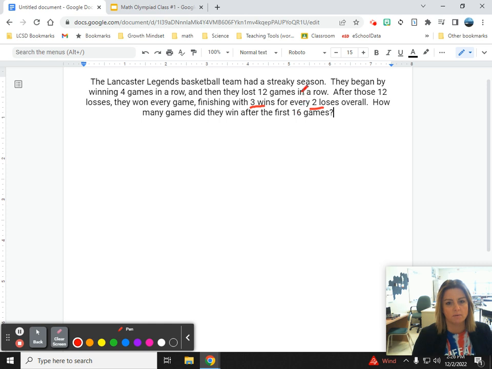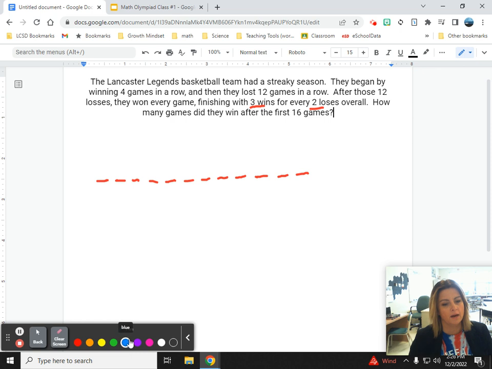So I'm going to start with the losses, because they lost 12 games, right? My picture is going to be negative signs, because they lost points. 1, 2, 3, 4, 5, 6, 7, 8, 9, 10, 11, 12. Now, I know that they did 3 wins for every 2 losses, so I'm just going to break these up into 2 losses. That gives me my 3 wins per 2 losses.